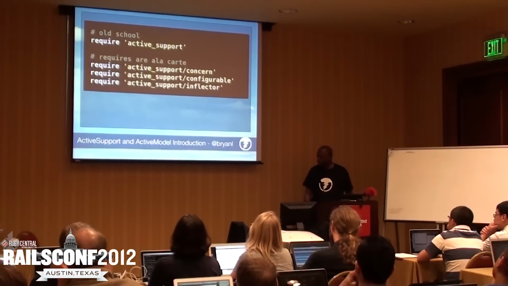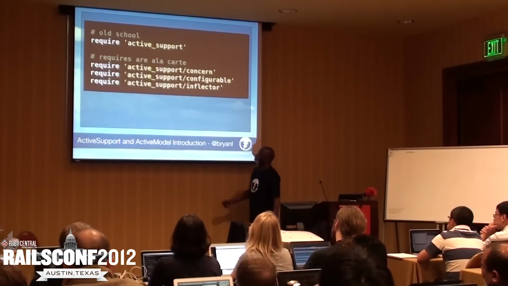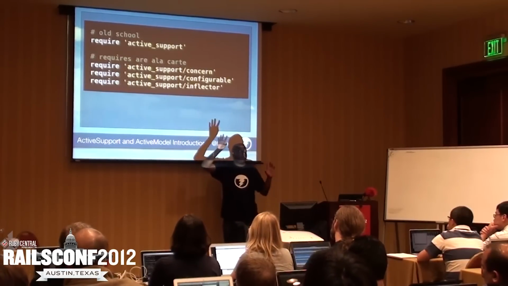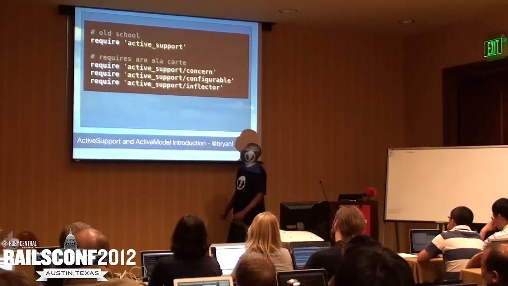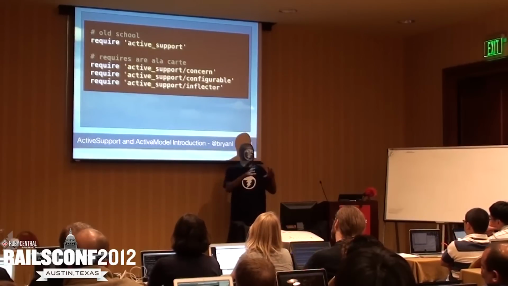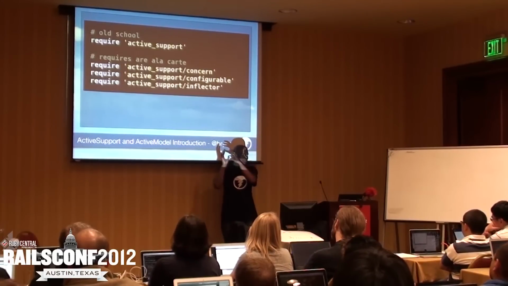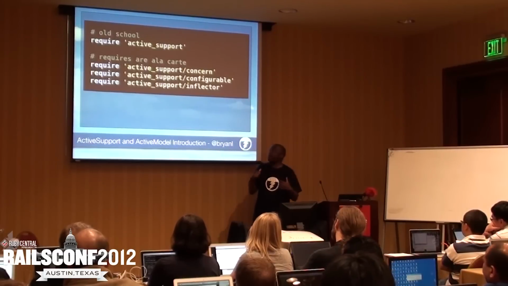So in Active Support, before Rails 3, you could require Active Support in your non-Rails apps. And when you did that, you got a plethora. Remember all that word jumble thing? You got all that, and you didn't want all that. That made your runtimes real big.